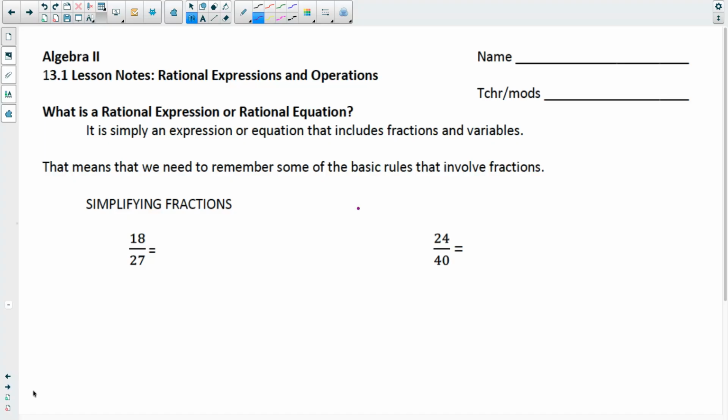Finding the greatest common factor. Another way of thinking about that is you're kind of listing out the numbers. The greatest common factor in this case is 9. So I would have 9 times 2, which is another way of writing it, and this would be 9 times 3.